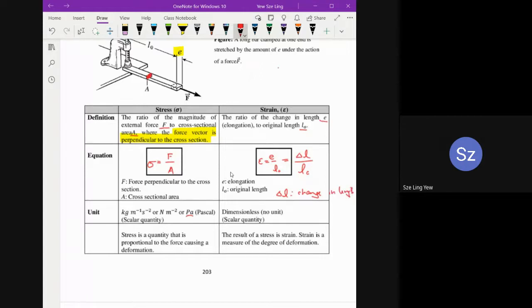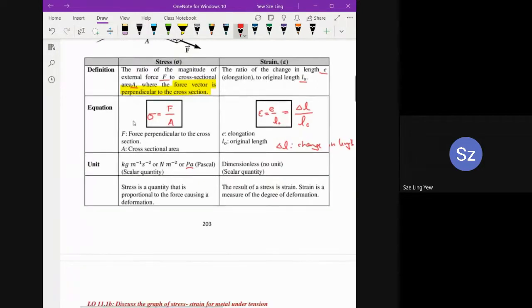So sometimes it's not just an extension, it's not just an elongation. Sometimes when you compress the object, there will also be a change in the length. In that case, that is also what we call strain. You can either stretch it or compress it, so both will cause a strain in an object.